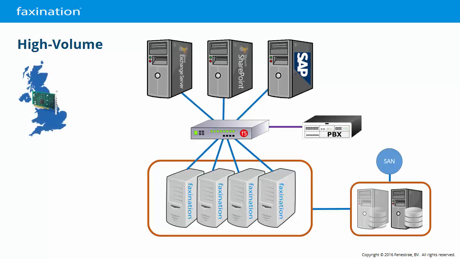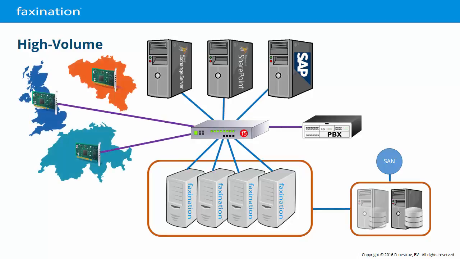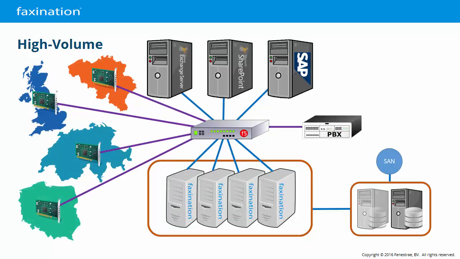But here we're adding a hardware load balancer. Citrix, Cisco, and F5 are the most common ones that we see in customer environments. The hardware load balancer creates the cluster entity on the network and distributes incoming connection requests equally between the Faxination nodes within the cluster. The load balancer can monitor the services of the individual nodes and take a node offline if it detects a problem, effectively providing both load balancing and fault tolerance in a single solution.